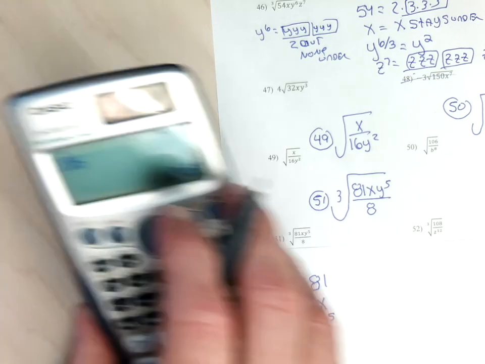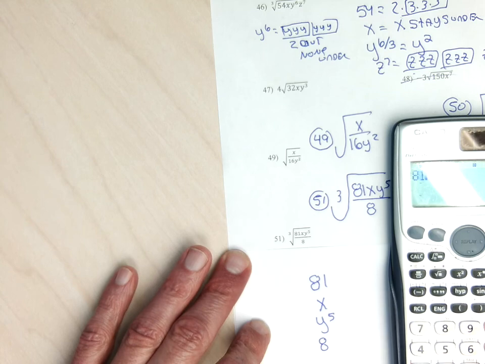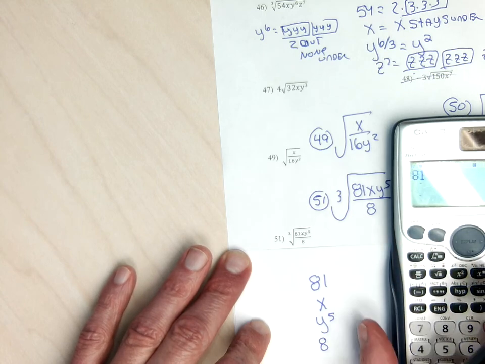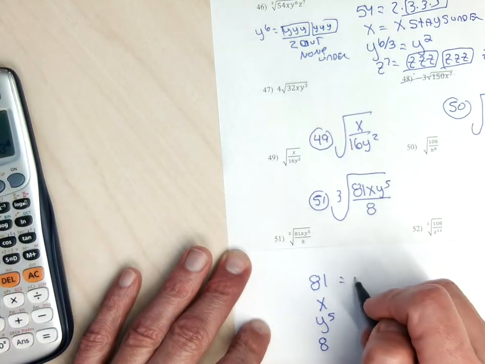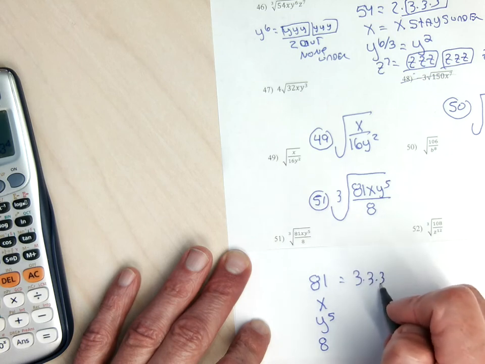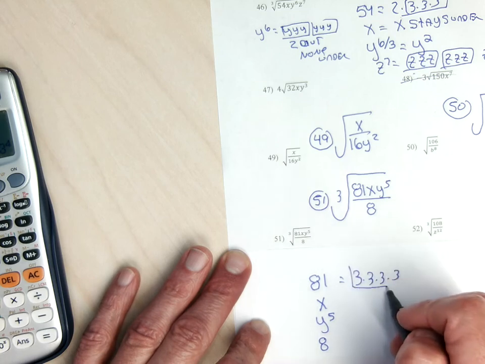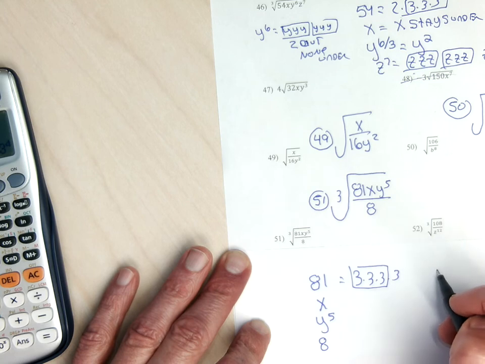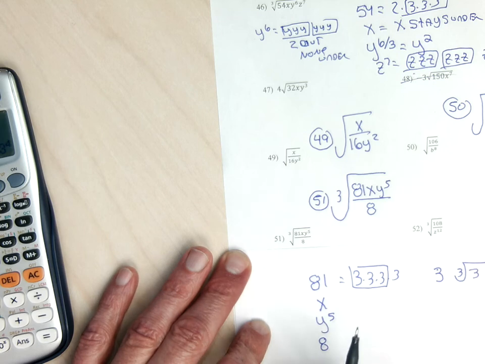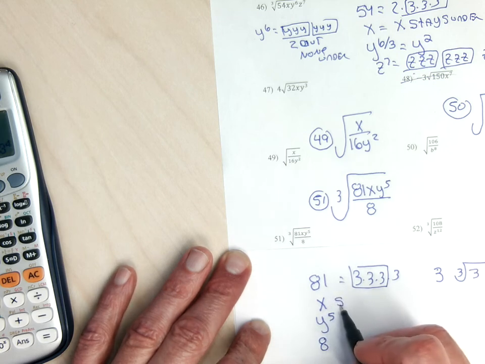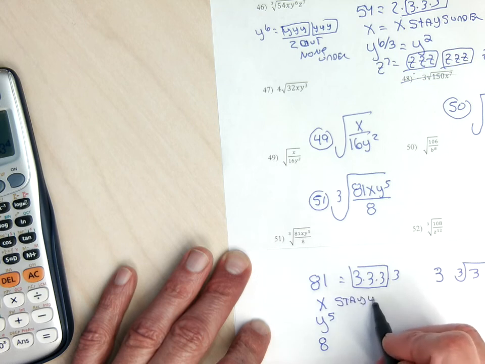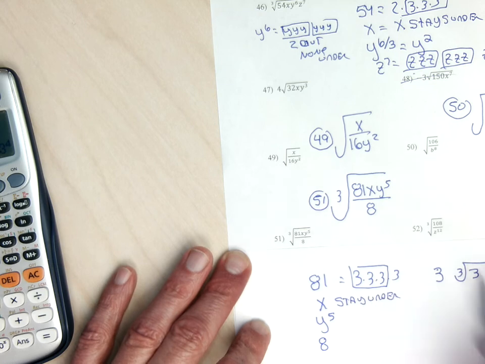I'm going to do a prime factor tree for 81. And that's 3 to the 4th. So it's 3 times 3 times 3 times 3. I'm going to get a 3 out in front of the radical and a 3 under the radical for the 81. The x is going to stay under because I need 3 of a kind in order to get 1 out front, and I don't have that.